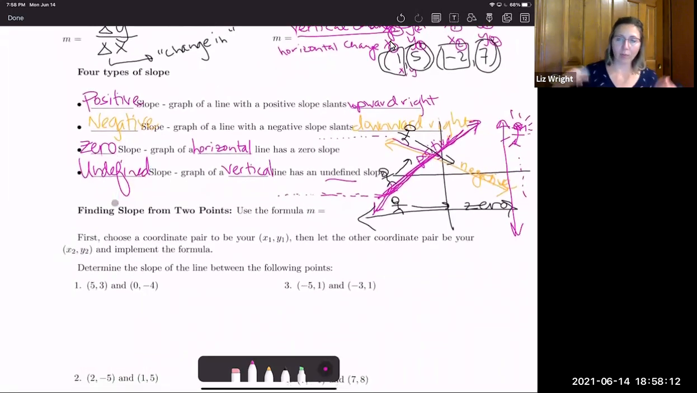All right, so now we're going to practice finding our slope. We're going to practice finding our slope several different ways. We're going to calculate it between two ordered pairs. We are going to find it from a graph, and then we're going to find it from an equation.